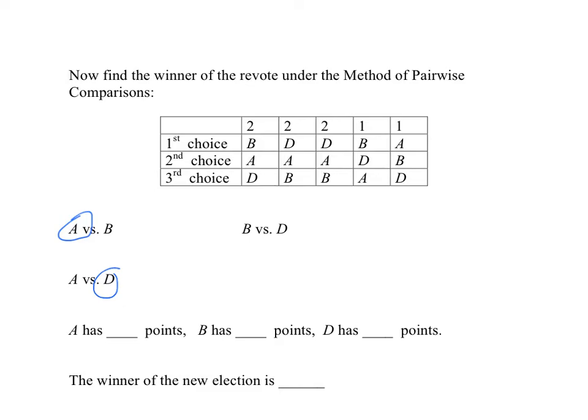And finally, B versus D turns out to be a tie. There are 2 voters here, plus 1 more, plus 1 more. That's 4 voters who have B higher than D, but another 4 voters have D higher than B. Therefore, this one is a tie. So how does it all work out? A has 1 point from beating B. B has half a point from tying D, and D, Dave, has 1.5 points, and therefore Dave is the winner.